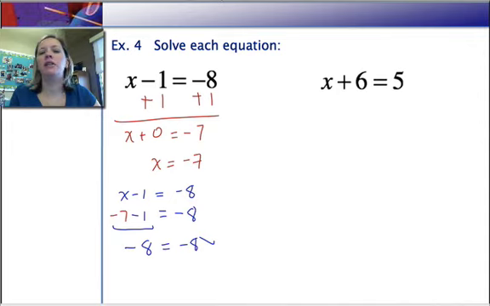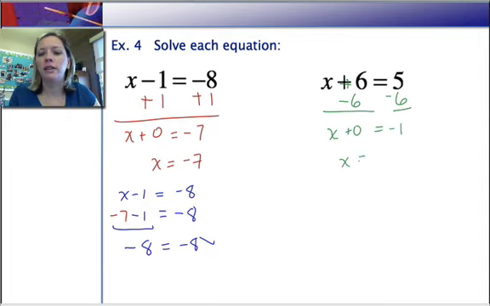All right, let's do the one on the right. Here we see our operation is addition. So we're going to undo that with subtraction. Subtract 6 from both sides. So we have x plus 0 equals 5 minus 6, which is negative 1, or x equals negative 1. So that's my solution.